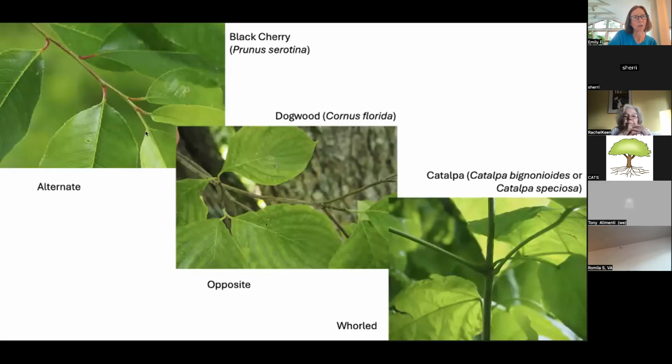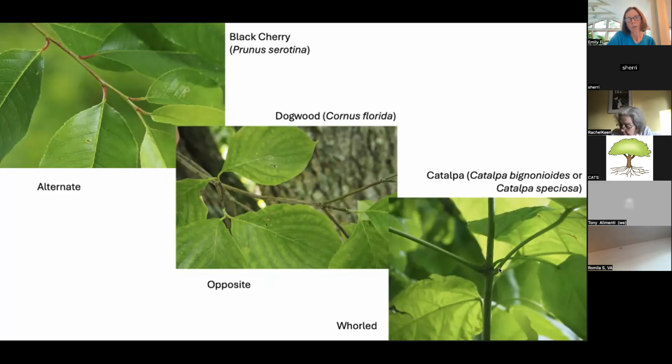So this is black cherry at the top that has an alternate leafing pattern because we have 1 leaf at each node. The second one is dogwood, where we have opposite branching, and you can see that in a couple places here. Here's a twig, and we have 1 branch coming out this side and the other branch coming out this side. And we even can see it in the leaves, 1 over here and then 1 over there. And again, down here, 1 leaf on that side and then 1 opposite.